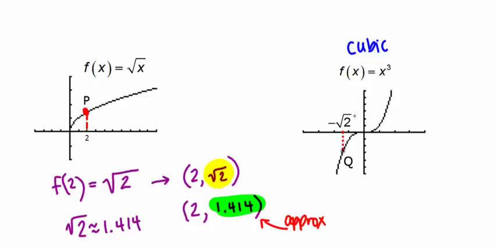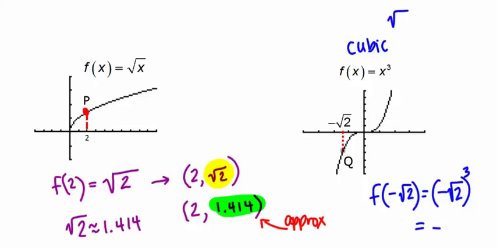Well, here we want to put in the negative square root of 2. So I'm going to calculate f of negative square root of 2, which means I'm going to take a negative square root of 2 and multiply it by itself 3 times. When I multiply the negative by itself 3 times, I get a negative, and the square root of 2 times the square root of 2 times the square root of 2 is 2 times the square root of 2.